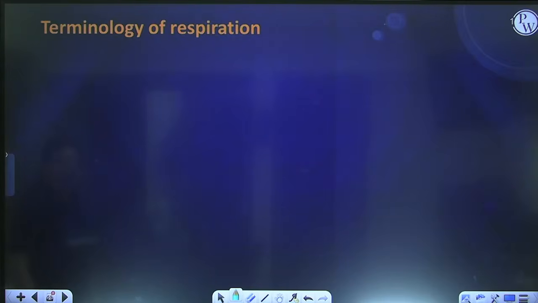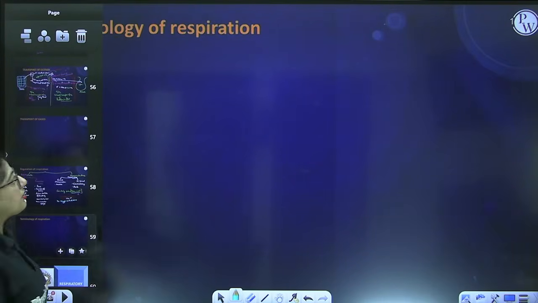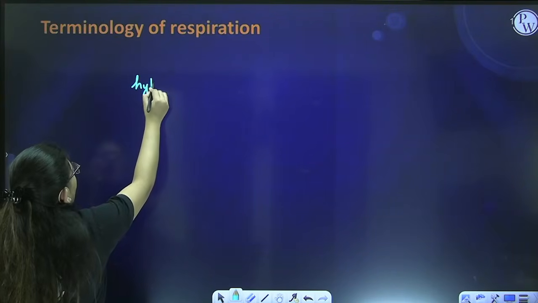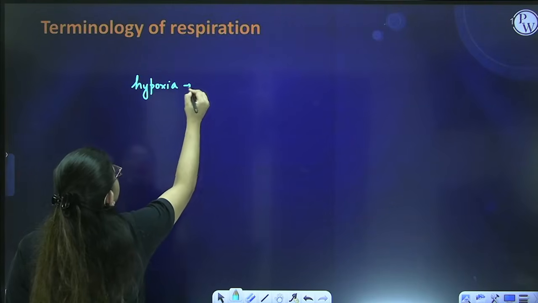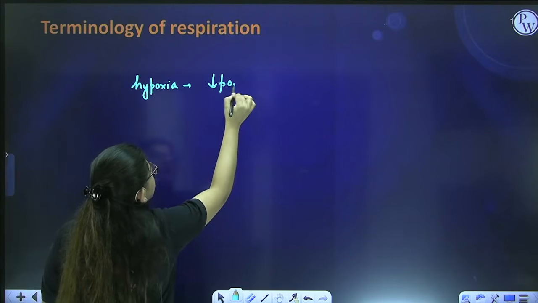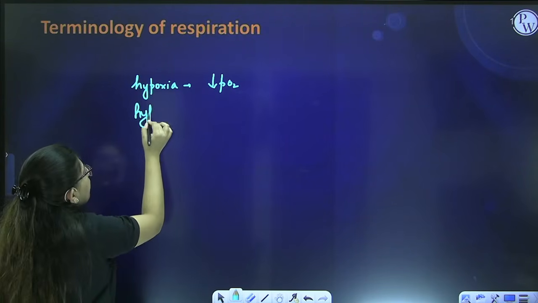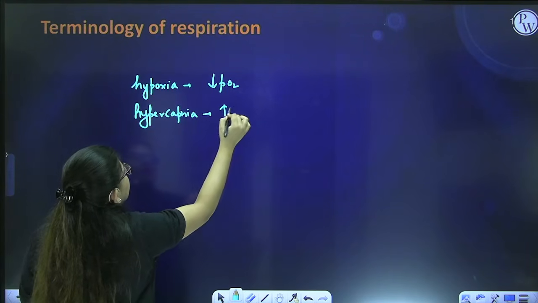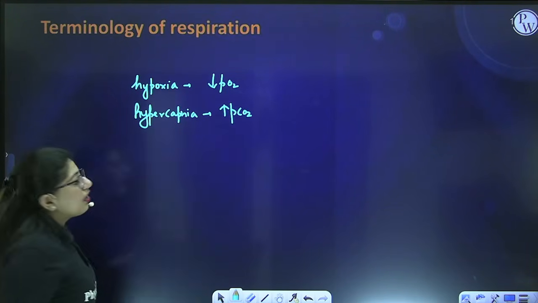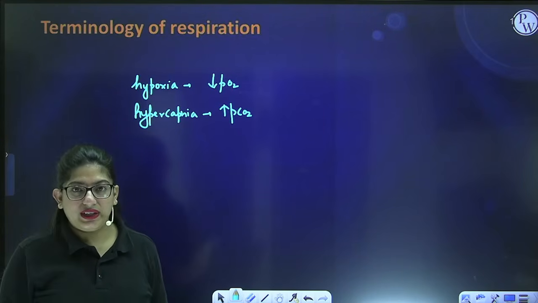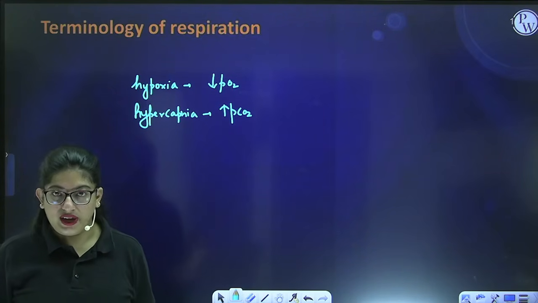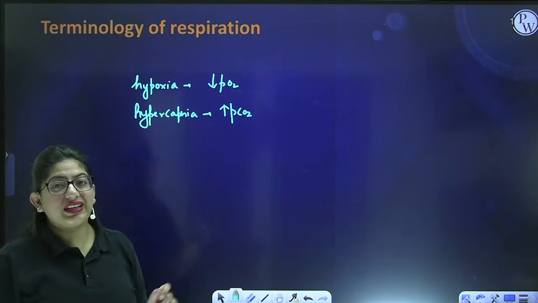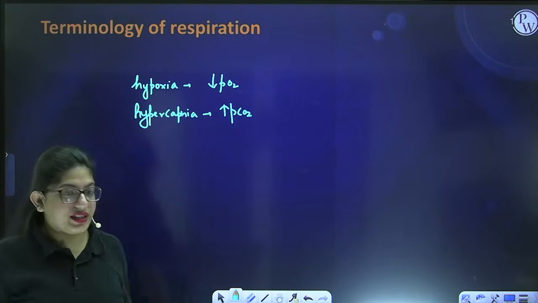Let's talk about certain terminologies. Whenever we use the word hypoxia, what does it mean? It means decrease in partial pressure of oxygen. If I talk about hypercapnia, what does it mean? It means increase in partial pressure of CO2. So when does hypercapnia take place? When there is no exchange of gases. Or when does hypoxia take place? When there is no exchange of gases.